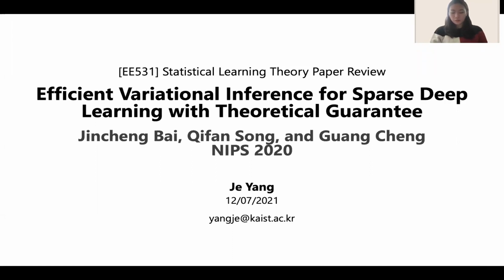For the final project paper review, I prepared two papers from Variational Inference and PC Fairness. The first paper I'm going to present is Efficient Variational Inference for Sparse Deep Learning with Theoretical Guarantee.